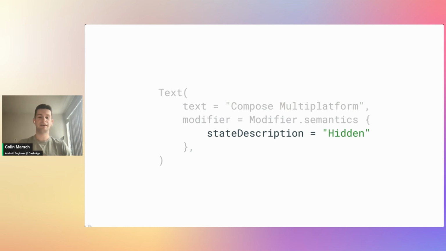So in this case, hidden is a state description text I am setting here, and that will let customers know that in this case, the Compose Multiplatform text is in the hidden state, whatever that might mean for your application. So you can use any string here just to represent the state that the element is in. Could be on, off, anything that's up to you.